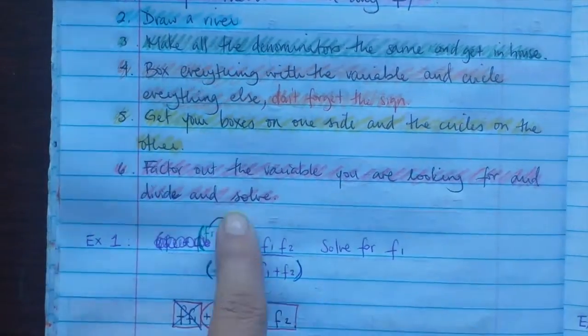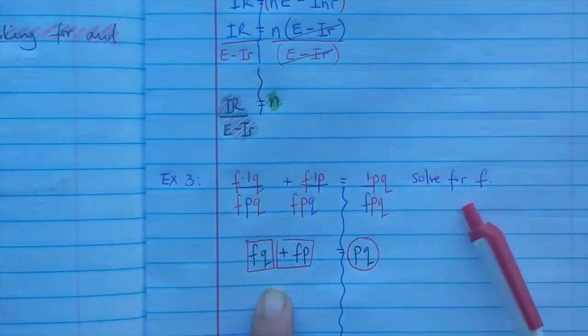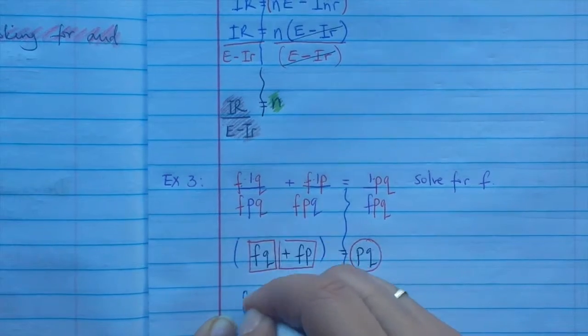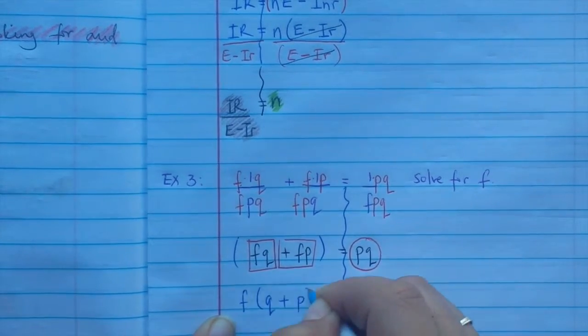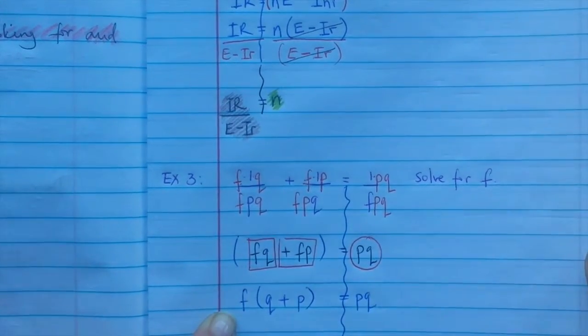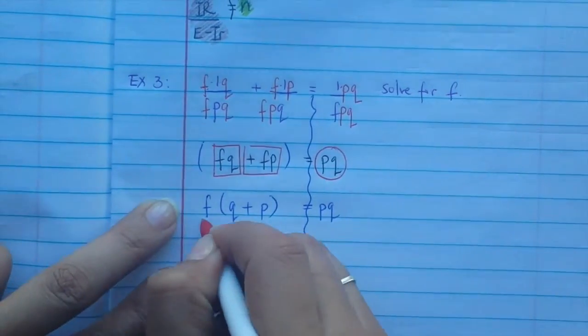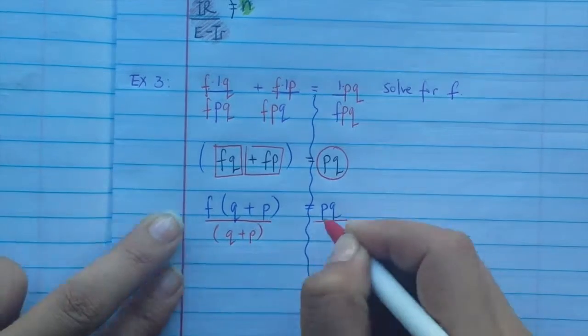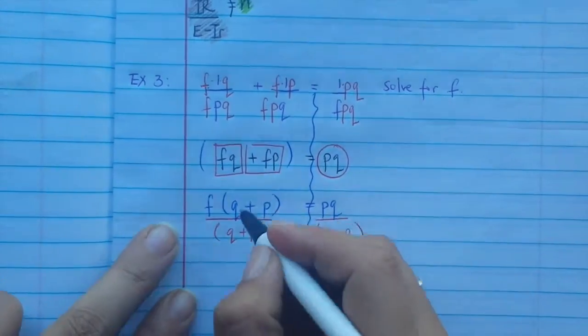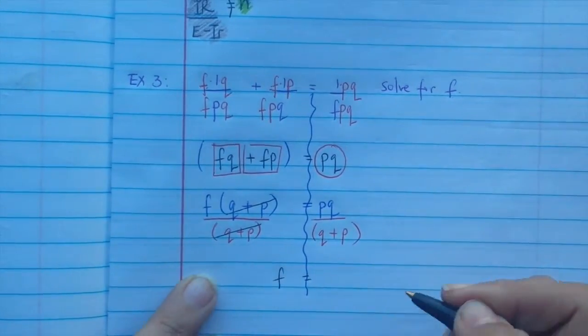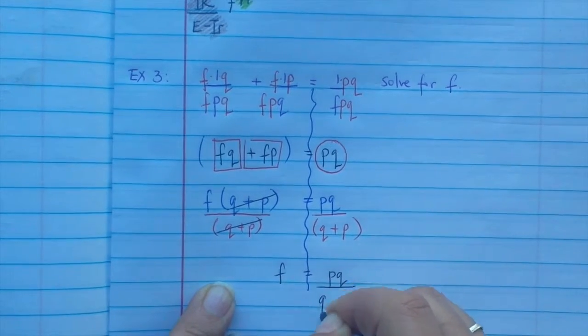Factor out the variable you're looking for and divide and solve. So I'm looking for F, so I'm going to take F out. So take F out, and then it's going to be Q plus P equals PQ. And then after that says divide and solve. So let's divide. We're dividing by the house, Q plus P. And what happens on the left hand side? The house cancels. So we'll get F equals PQ over Q plus P.